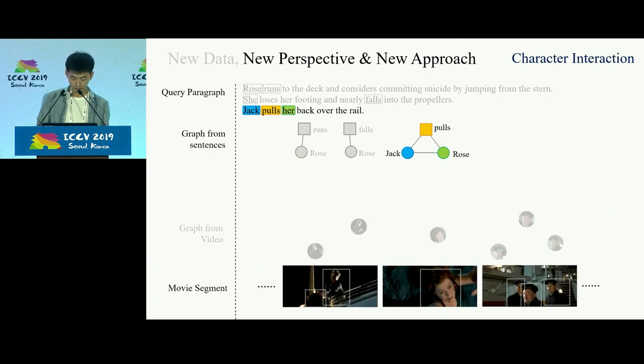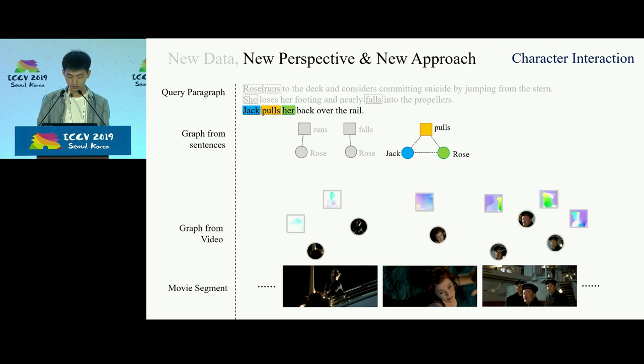For video, we first detect person instances and infer their actions. Then we generate an interaction graph by linking characters to their actions and the characters themselves in the same or nearby shots.